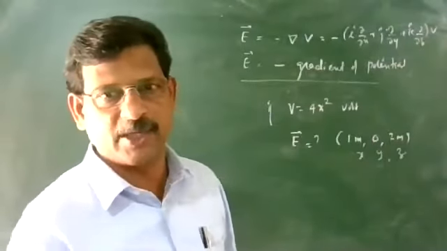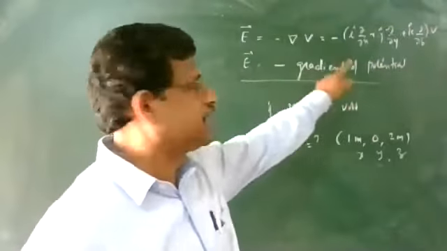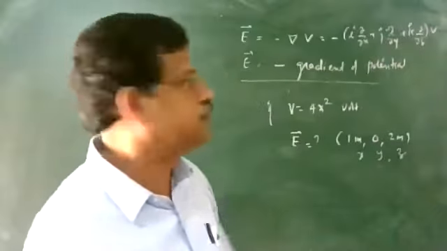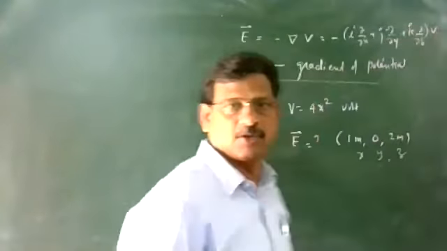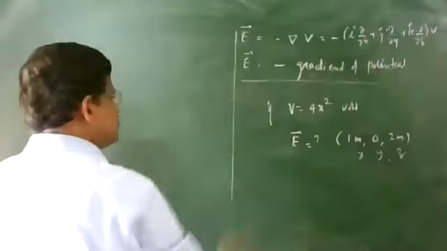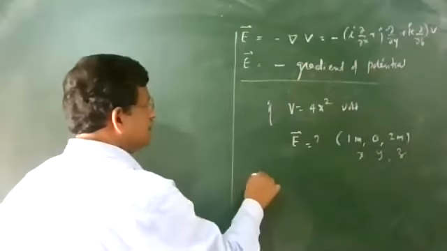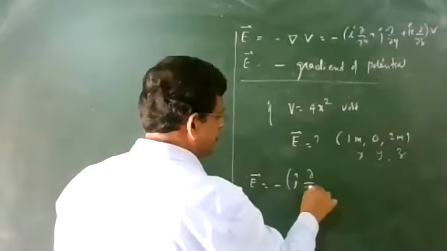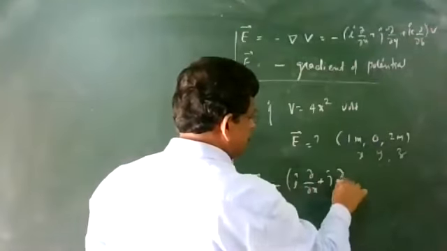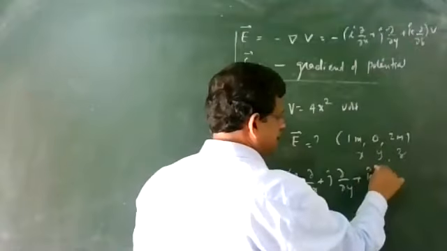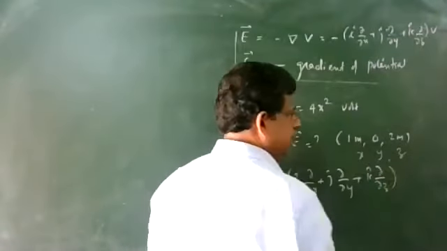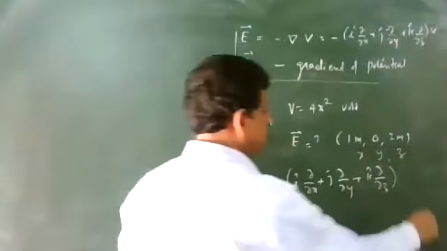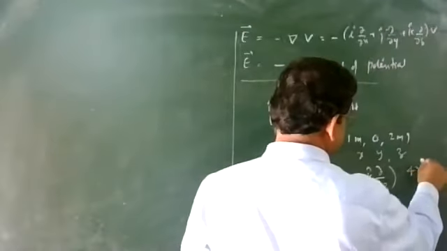So first we have to start from the equation here. Electric field is negative gradient of potential. We have to write this equation, minus del V, and substitute the value of V here. So electric field is equal to minus i d by dx plus j d by dy plus k d by dz, that is dou by dou x plus dou by dou y plus dou by dou z. This is partial differential acting on V. The value is 4x square.